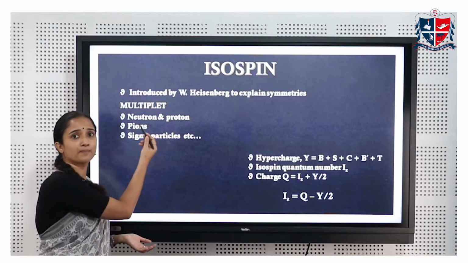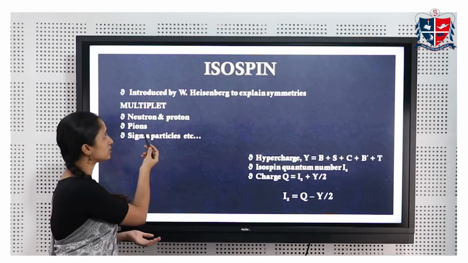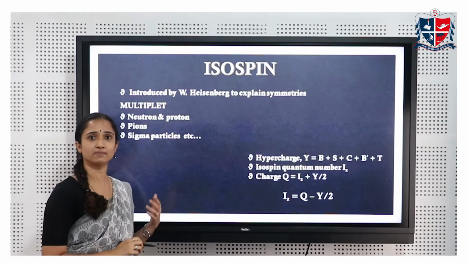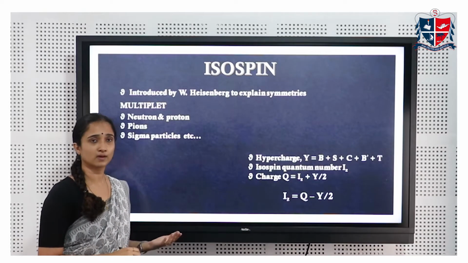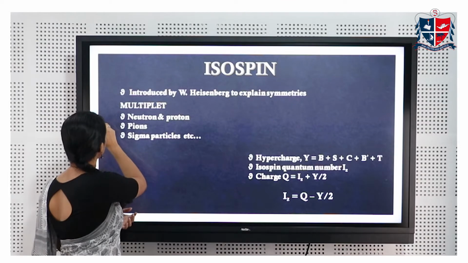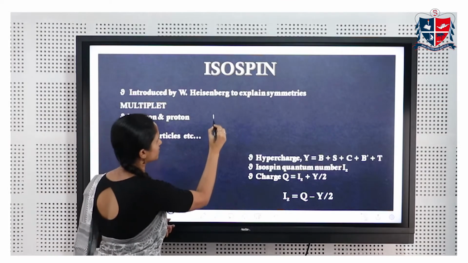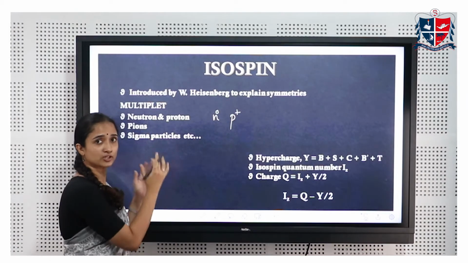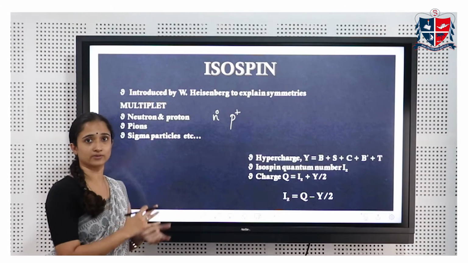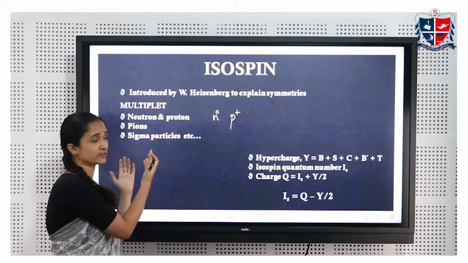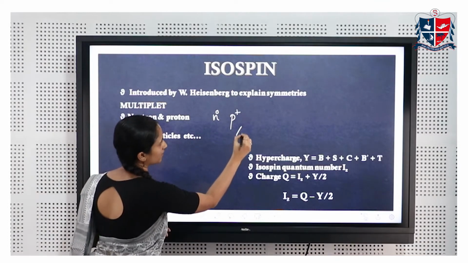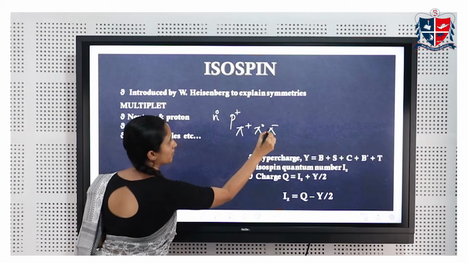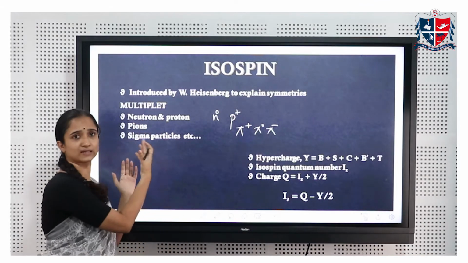So let's consider some particles which we are familiar with. We have the neutron and proton. As we know, the neutron and proton have similar mass, similar spin, and they differ only in their charge. Neutrons have zero charge, and protons are positively charged. Together, we call them nucleons. Similarly, we have pions: pi plus, pi 0, pi minus, and similarly sigma particles, etc.